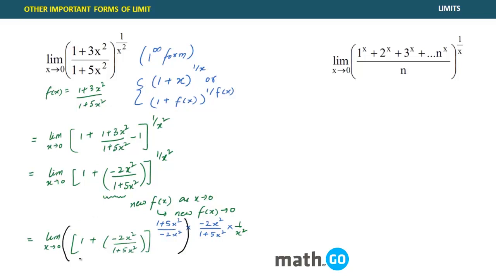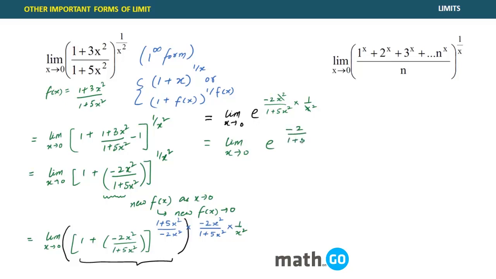what will it reduce to? This whole stuff here will get reduced to e, right? Why? Because it is a 1 plus 0 raised to power 1 by 0 form. And you will be left with simply minus 2x square divided by 1 plus 5x square into 1 by x square. And if you see this, the x square also gets cancelled. The limit that you have to solve in this case would be e raised to power minus 2 by 1 plus 5x square. And now you can easily substitute the value of x here, no problem.